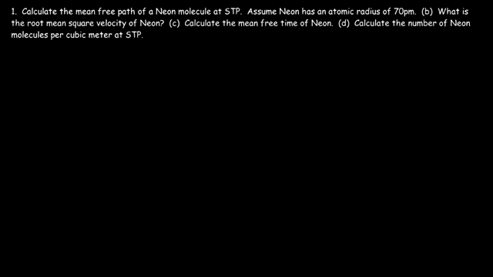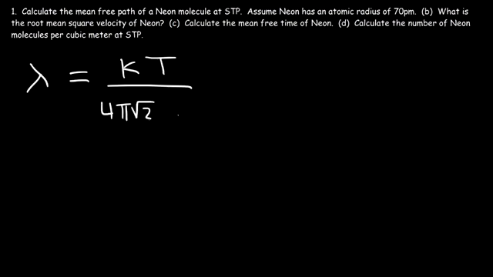So what is the formula that can help us to get it? The mean free path is equal to Boltzmann's constant multiplied by the temperature, divided by 4 pi times the square root of 2 times r squared times p. So p is the pressure and r is the radius of the atom.